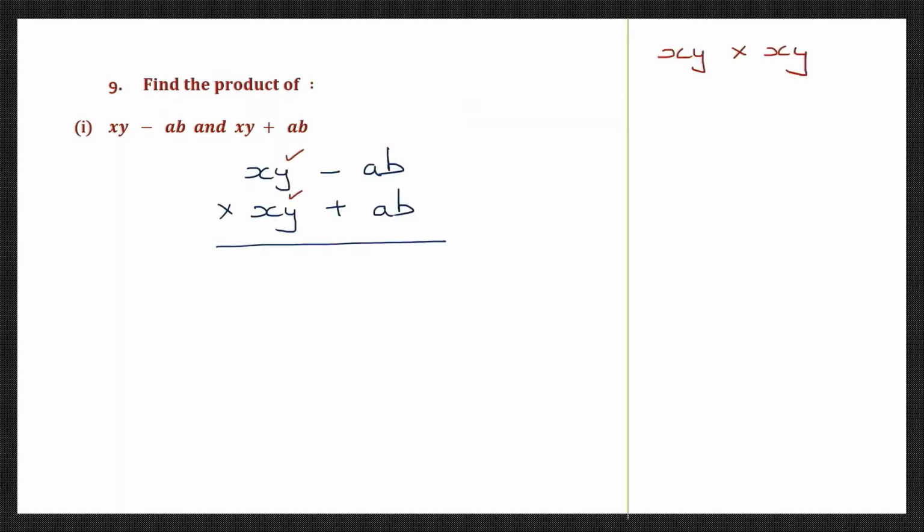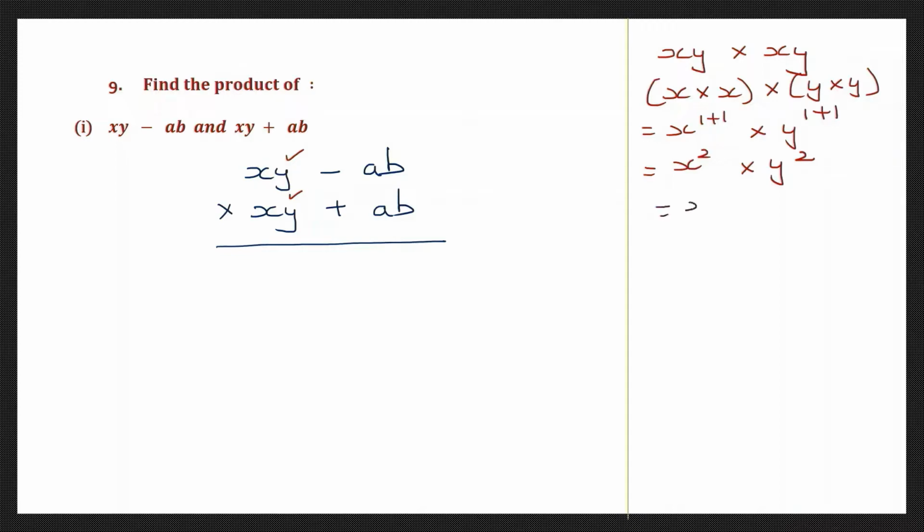So let's multiply xy into xy. So that will be x into x into y into y. So that is x to the power of 1 plus 1 into y to the power of 1 plus 1, which is x square into y square. So let's write it down here, which will finally become x square y square.